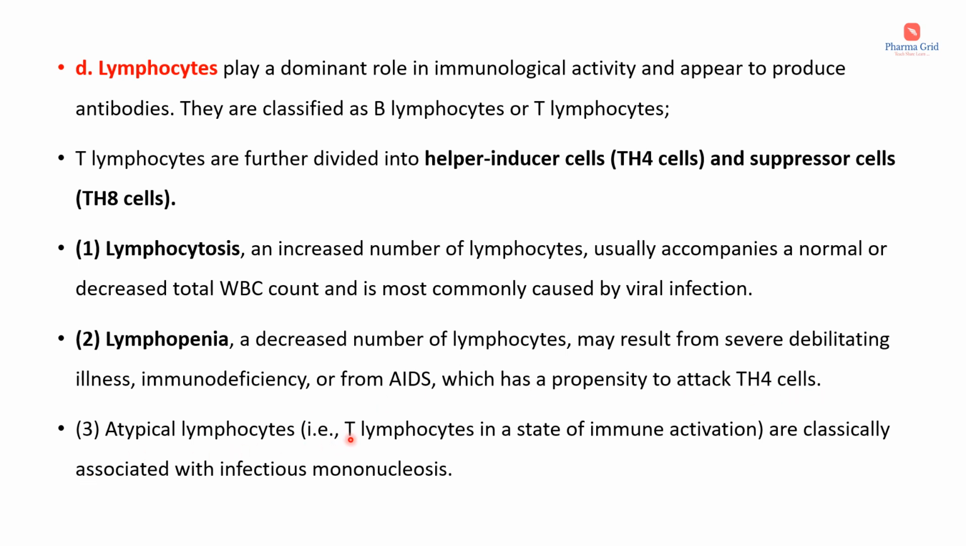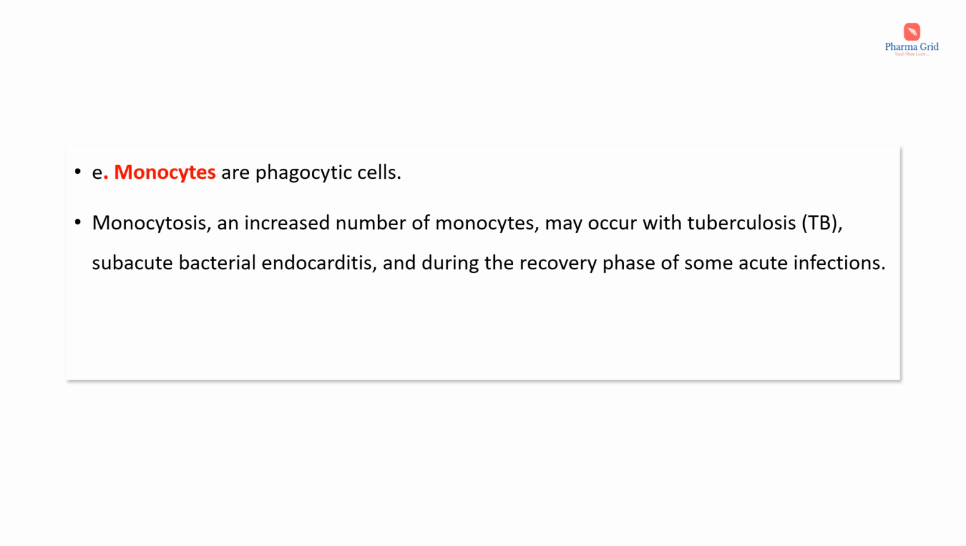Atypical lymphocytes, that is, T lymphocytes in a state of immune activation, are classically associated with infectious mononucleosis. Coming to monocytes, which are phagocytic cells. Monocytosis means an increased number of monocytes may occur with tuberculosis, subacute bacterial endocarditis, and during the recovery phase of some acute infections.